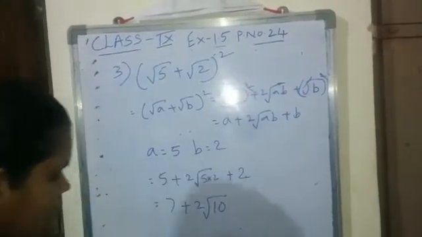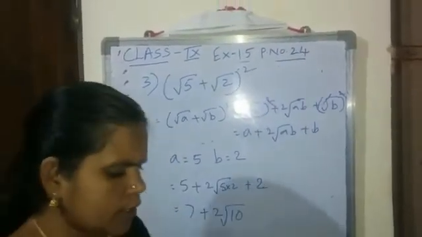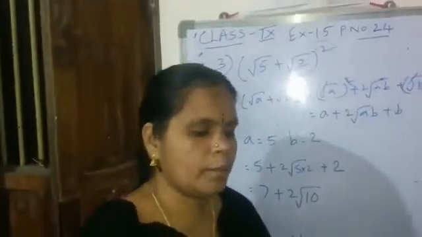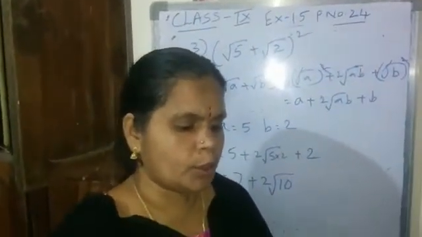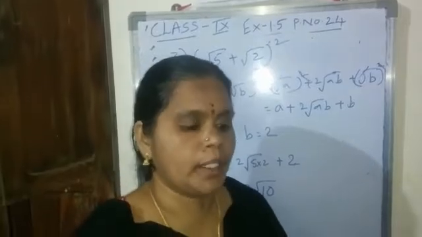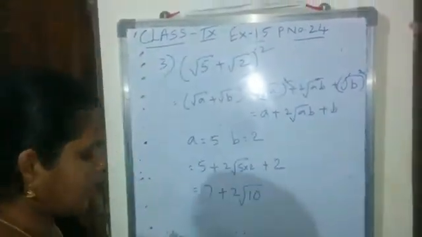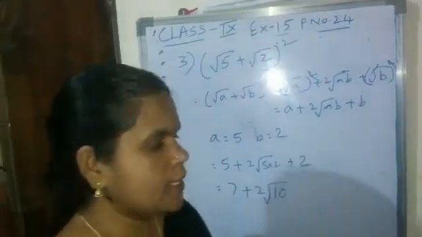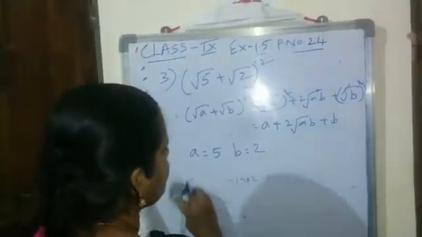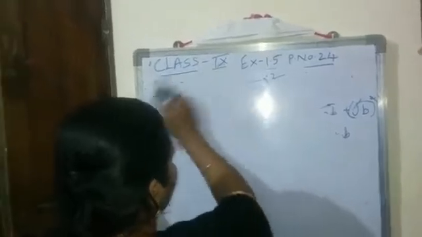Now see children, the fourth question is homework for you. Root 5 minus root 2 into root 5 plus root 2. It comes under root a minus root b into root a plus root b, which is the a minus b identity. So that is homework for you.